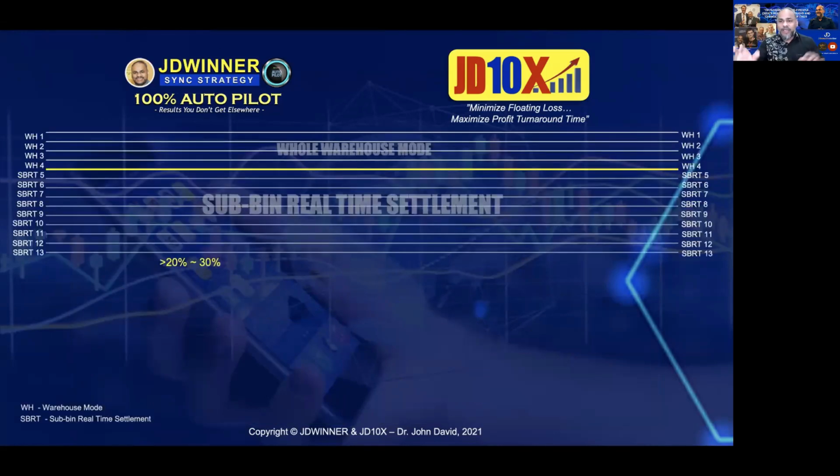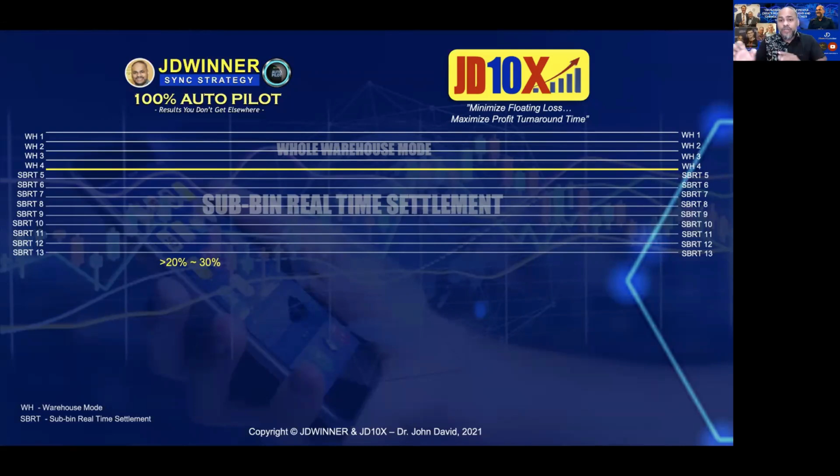Now, very quickly, this is very important. I hope that every one of you will pay attention to this slide because I want to explain the floating to you. As I mentioned, for JD Winner we basically have 13th margin call. We have the 4 warehouse and then the remaining will be the sub-bin, which are the sub-bin real-time settlement. For 13th margin call, we are looking at about 20 to 30% of floating.